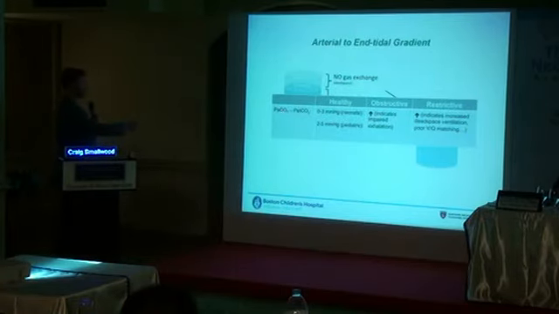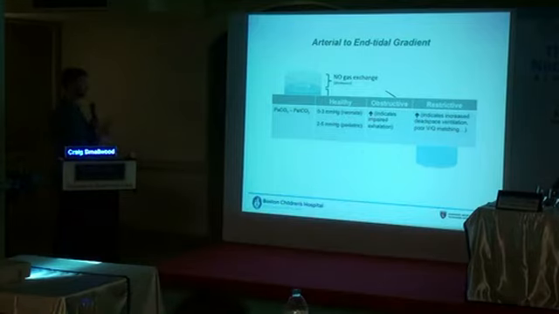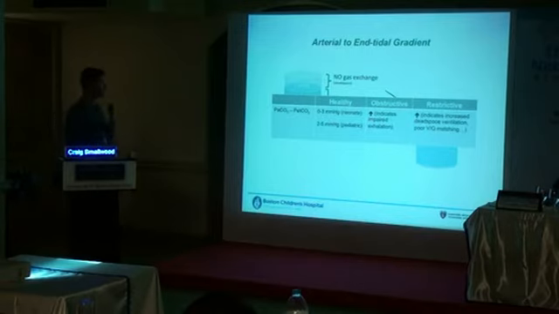So the gradient, PaCO2 minus P end-tidal CO2. Normally, in healthy neonates and children, it's anywhere from close to 0, it's usually more than 0 to be honest, up to 5 millimeters of mercury. So that's the expected gradient between PaCO2 and end-tidal CO2. That gradient can change.